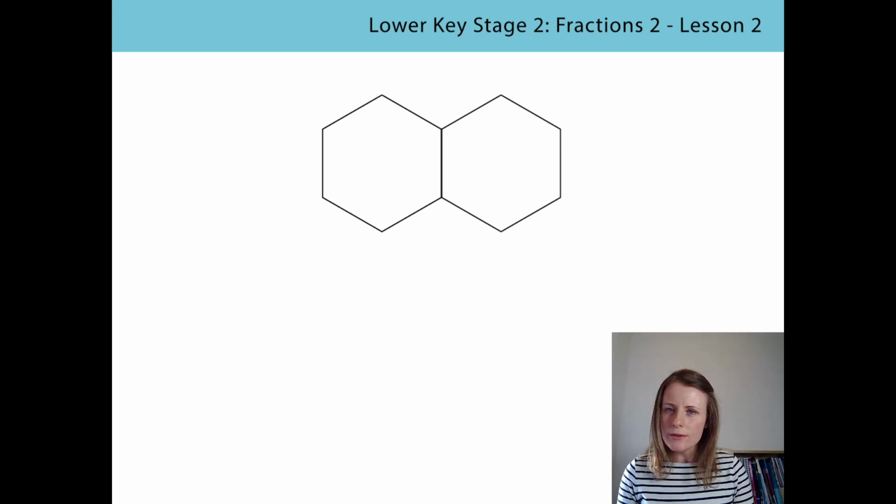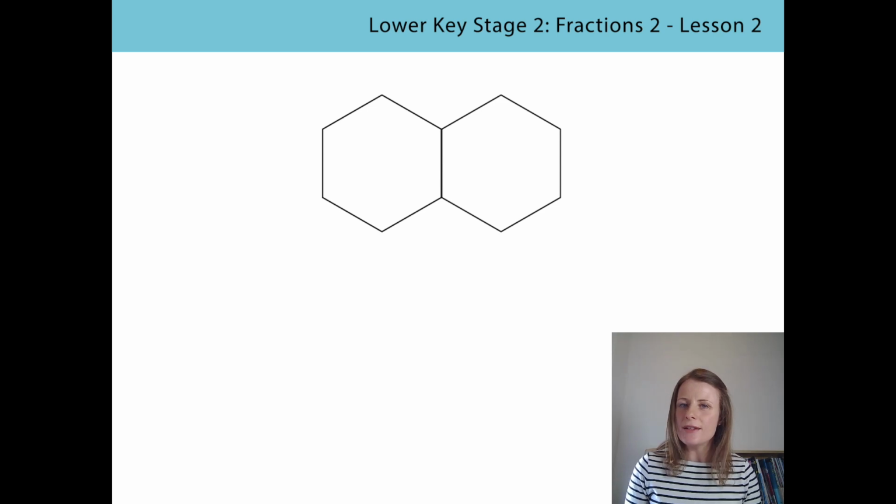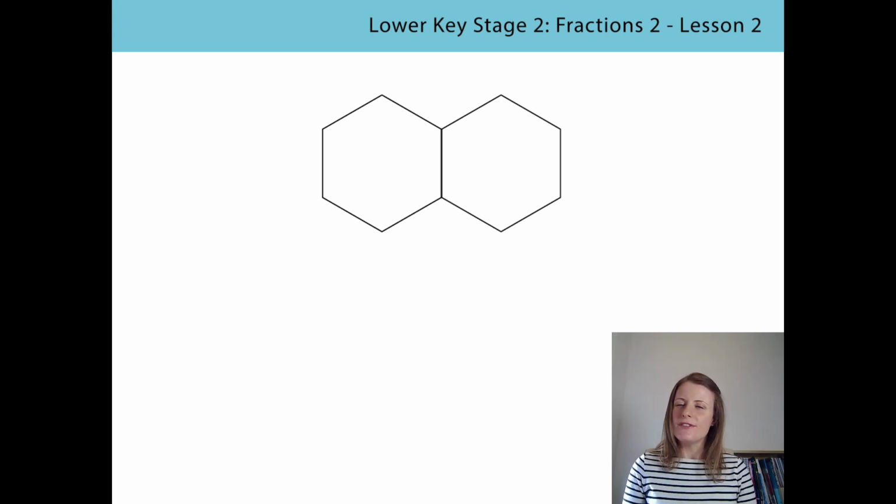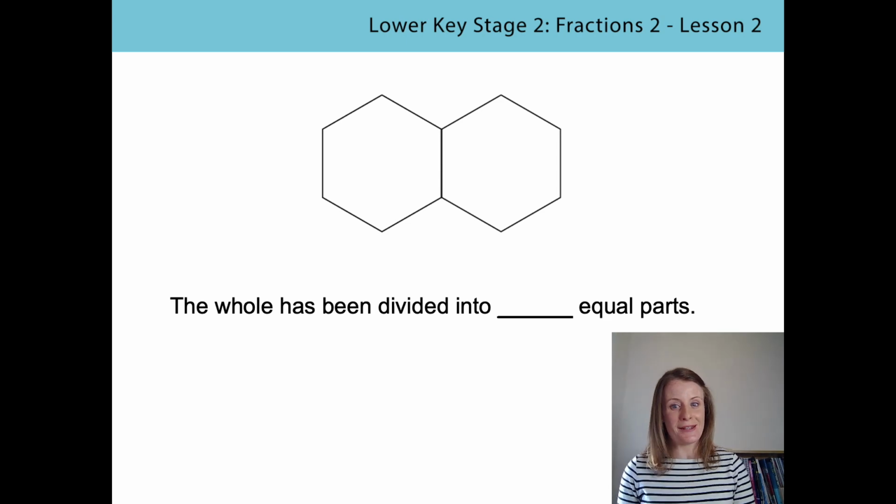This is a whole, but look how I've made the whole. Do you recognise the hexagon from earlier? Look, there's the hexagon from the last slide. This time the whole has been made up of 2 hexagons. Now I've given you a clue. How many parts has the whole been divided into? Tell me. 2. The whole has been divided into 2 equal parts.